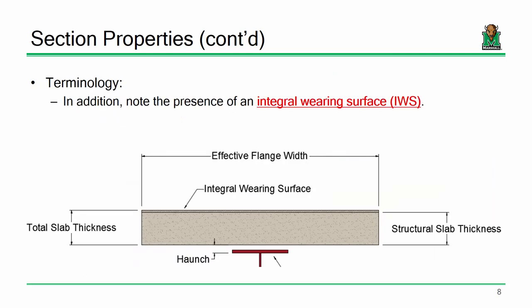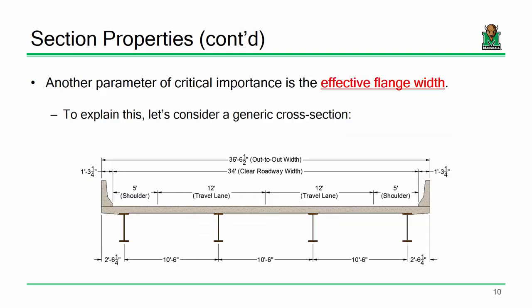All right, so let me go back to this. I wanted to talk about the slab thickness, how we've got these different definitions between a total slab thickness and a structural slab thickness. I wanted to define what's going on with this haunch. Next thing I want to do is talk about this concept here, this effective flange width. What do I mean by that?